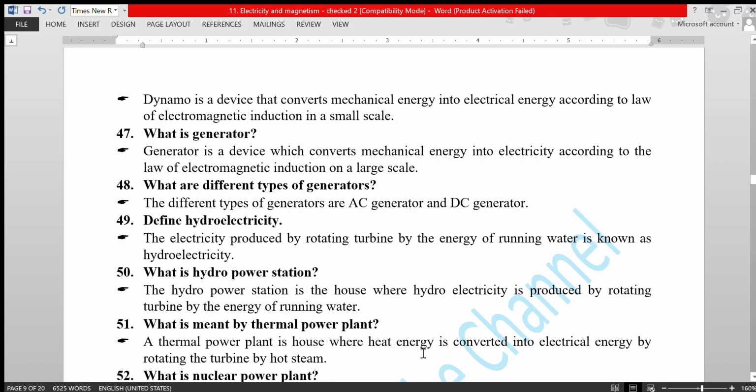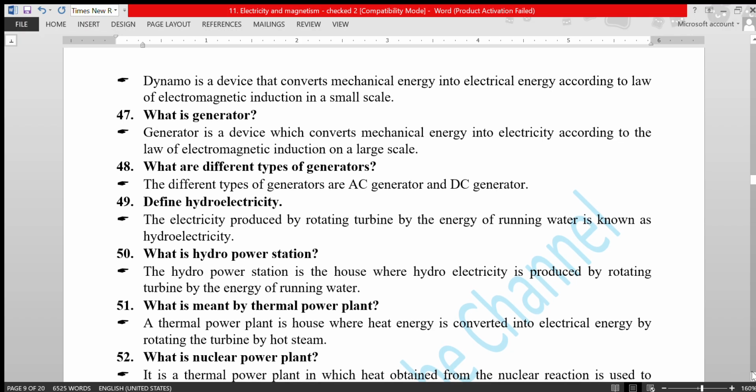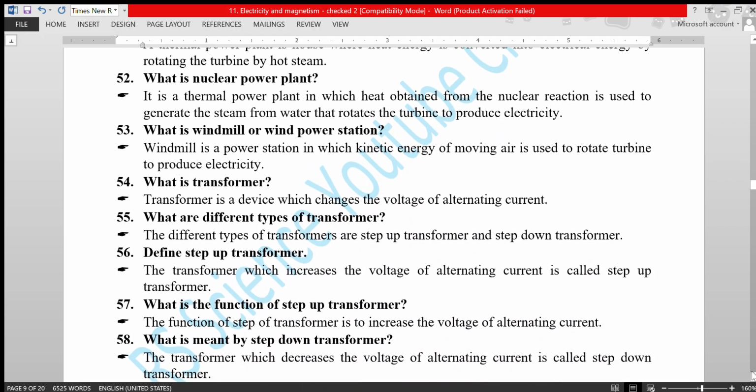What is meant by thermal power plant? A thermal power plant is a house where heat energy is converted into electric energy by the rotating turbine by hot steam. What is nuclear power plant? It is a thermal power plant in which heat obtained from nuclear reaction is used to generate steam from water that rotates the turbine to produce electricity. What is windmill or wind power station? Windmill is a power station in which kinetic energy of moving air is used to rotate turbine to produce electricity.